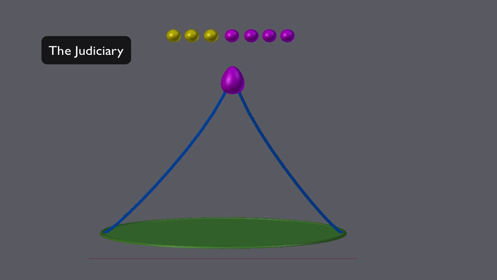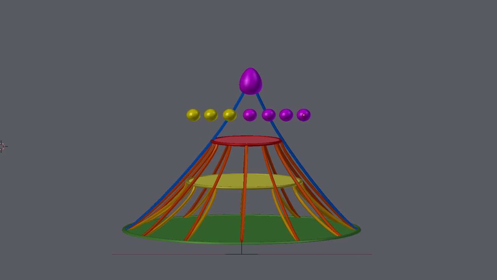The judiciary. I've drawn the court high here above the executive for demonstration purposes. We will be moving it in a moment.